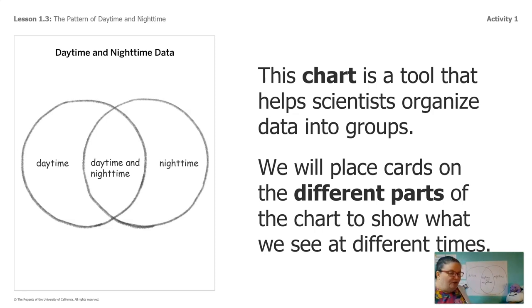So I've made a big chart, right, of our daytime and nighttime data, okay? And I bet you guys might have used a chart like this before. We're gonna put everything that happens just in the day in this circle, and everything that happens just in the night in this circle, and anything that happens both in day and night, we're gonna put in the middle where those two circles overlap, okay? And then we'll be able to organize our data that way.